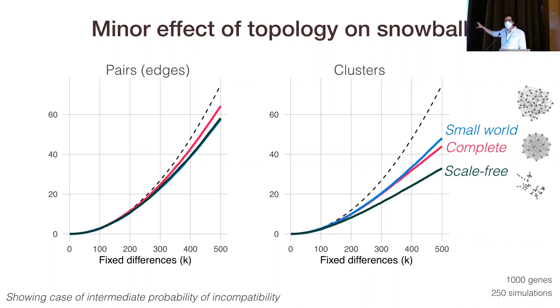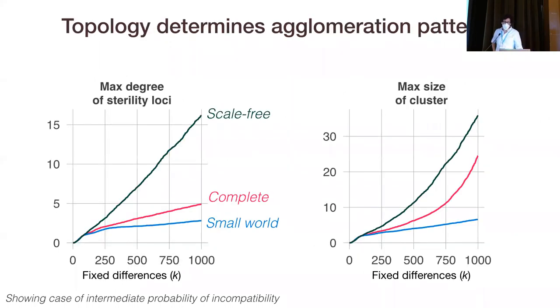But there are some differences in the number of clusters and the size of the clusters that each network produces. The small world stays closer to the 95 expectation, and scale-free networks, not surprisingly, tend to cluster a little bit more. They form clusters faster, they agglomerate faster. And complete in this particular case is a little bit in the middle. But I think the patterns that I'm trying to hint at are better seen in other quantities that we can capture in the incompatibility network.